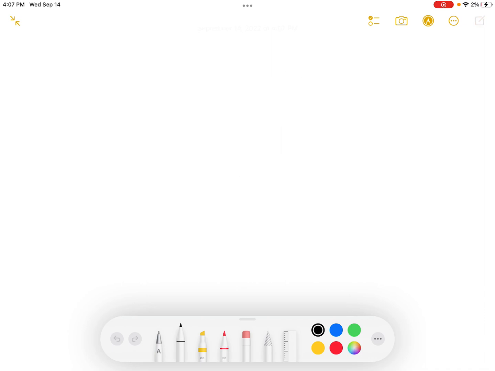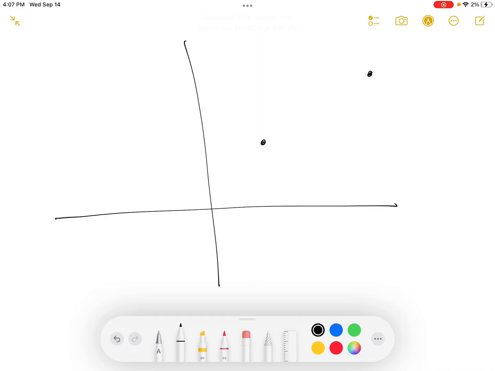Okay, let's go on. Let's talk about the slope of a line that goes through 2 points. So let's call this point 2, 4, and this point we're going to call 3, 7. So recall that slope is rise over run.